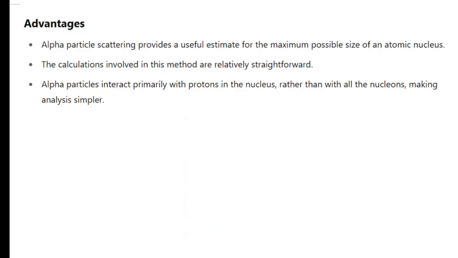Now, there are pros and cons of this method of finding the nuclear radius. Alpha particle scattering provides a useful estimate for the maximum possible size. So, that's a good thing. The calculations involved in this method are relatively straightforward. We just did one, pretty straightforward. Alpha particles interact primarily with protons in the nucleus rather than with all the nucleons, which makes the analysis simpler.